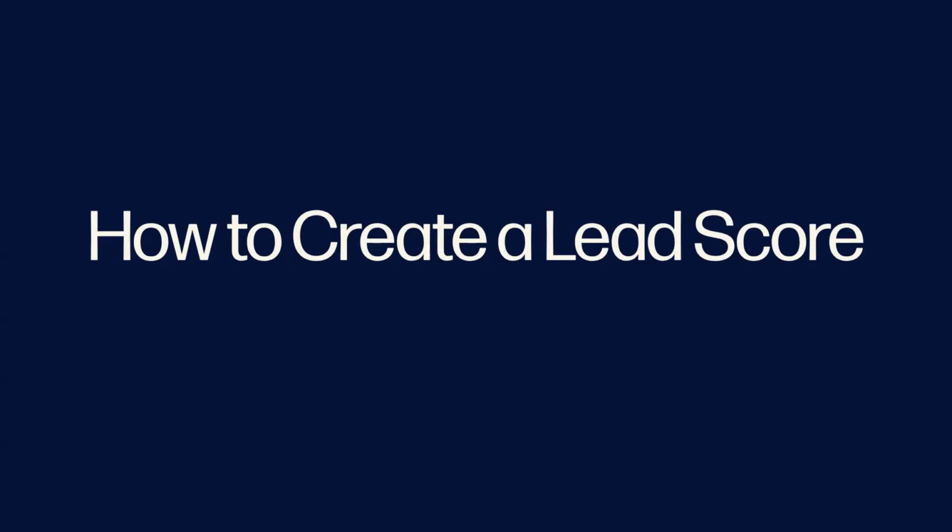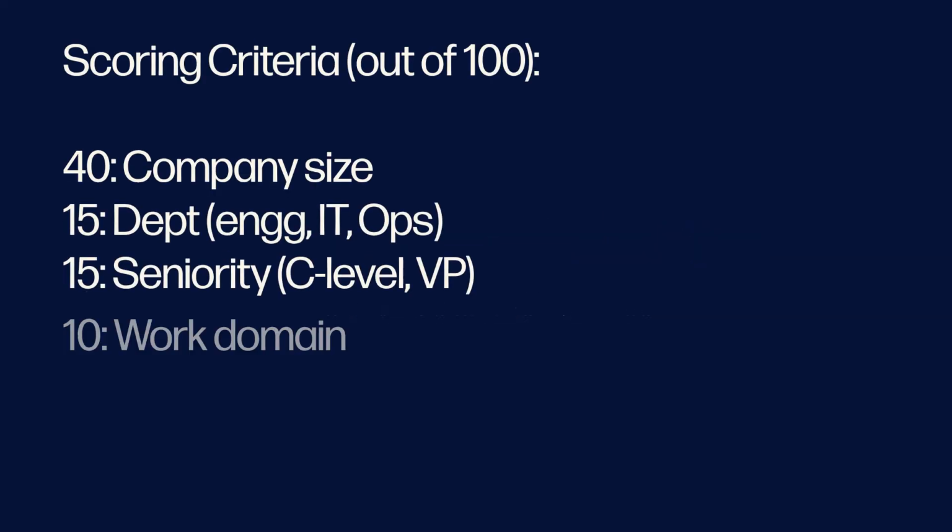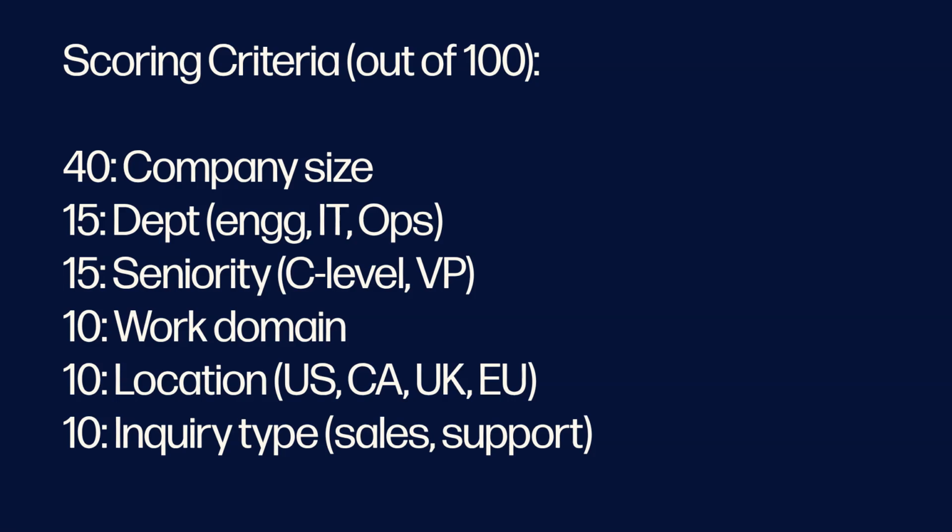So how do you come up with the lead score? Well, think of your ideal customer. When was the last time you closed a customer that was fast, easy, and at the right price? Write out all the attributes about this company. Think of this as if you're cloning them. You want to find more like them. In our example, we're going to use the following lead criteria.